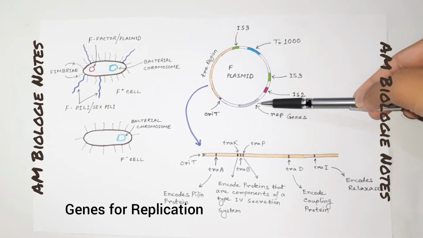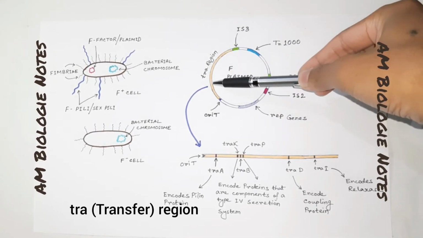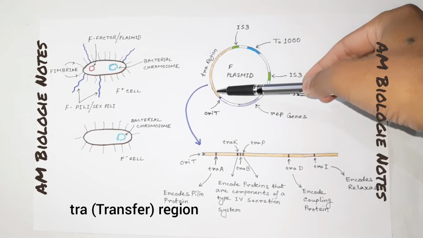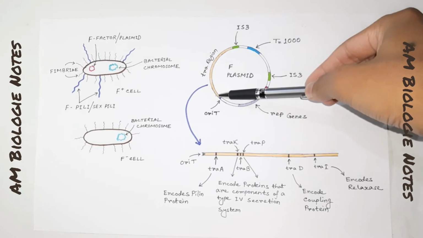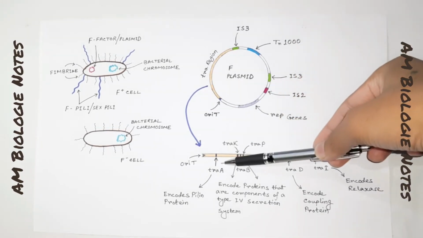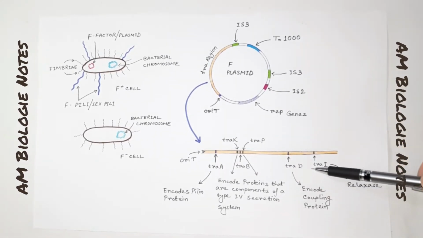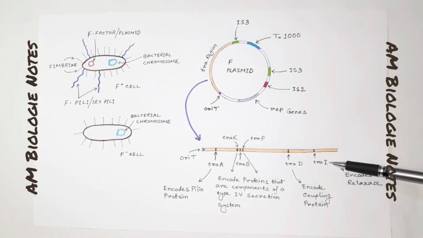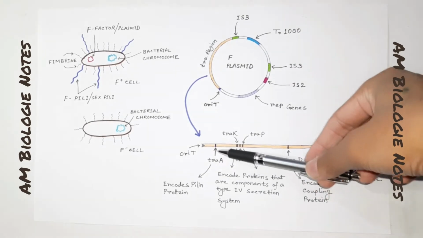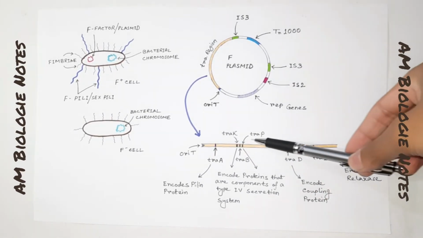Here, genes for replication are present. This region is known as tra region or transfer region. This is the most important part of this plasmid. If we take a closer look, then we will see such an arrangement of different genes. There are actually so many genes, but I have shown here only those genes which are essential for the conjugation process.